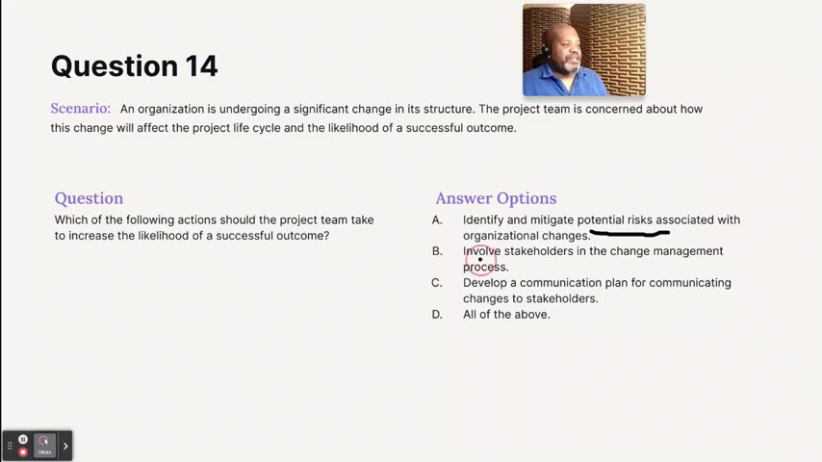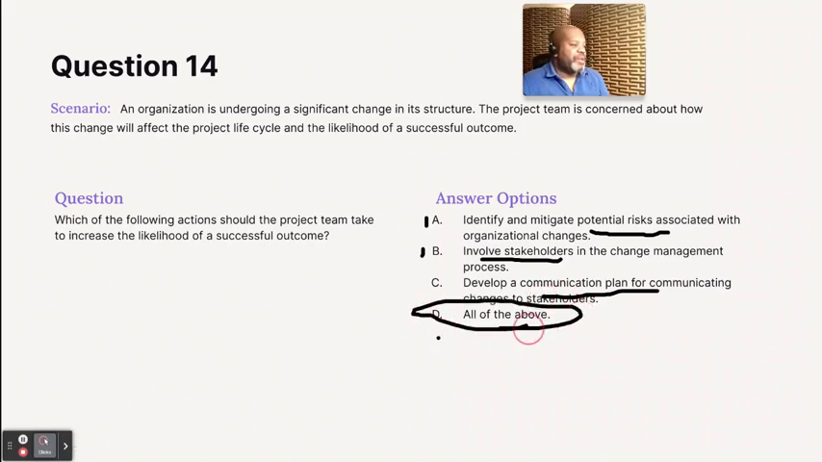Okay, another action, involve stakeholders. It's very important that the stakeholders are communicated to along the process. Now, not all stakeholders need the same information, but I guarantee if they are a stakeholder, they need some level of information. Now, if A is right and B is right, then you don't have to read the third one, but we'll read it anyway. Develop a communication plan for communicating to stakeholders. I love all of those, so I'm going with all of the above.